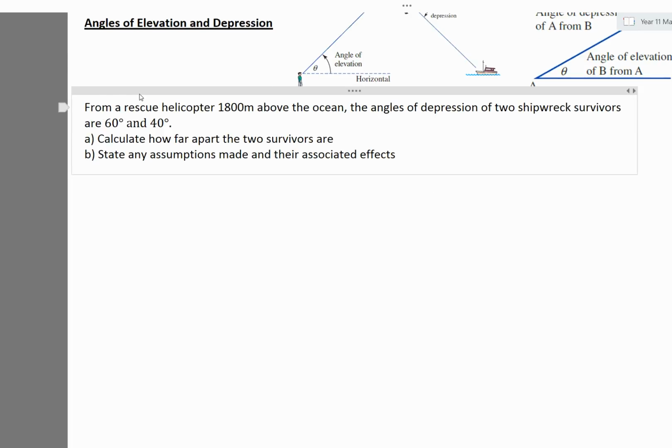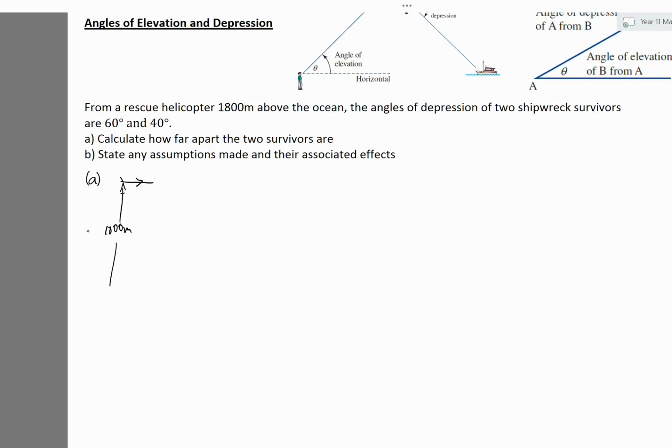From a rescue helicopter 1800 metres above the ocean, the angles of depression of 2 shipwreck survivors are 60 degrees and 40 degrees. We need to calculate how far apart the 2 survivors are. Okay, so part A, we'll draw the situation. So draw my plane. Draw your plane. It is 1800 metres above the ocean. Okay, here's the ocean.